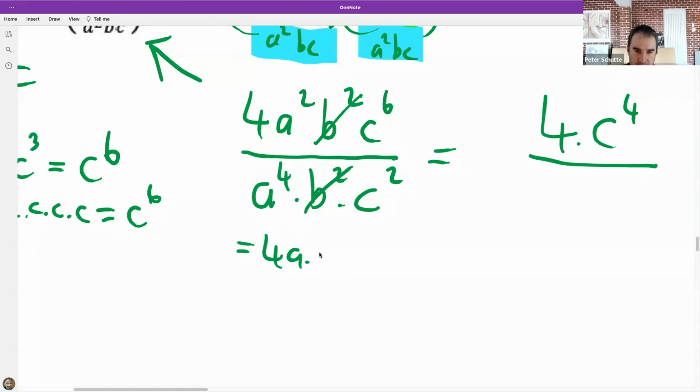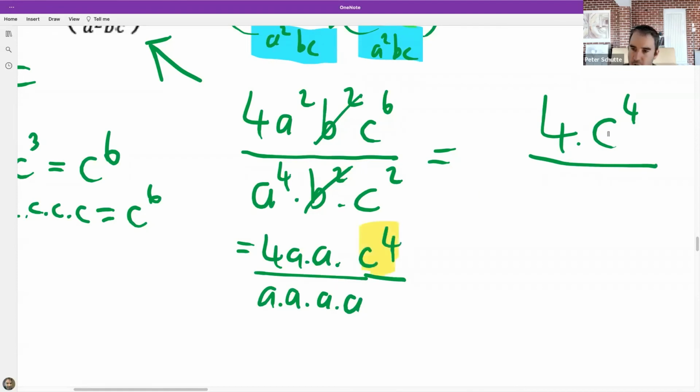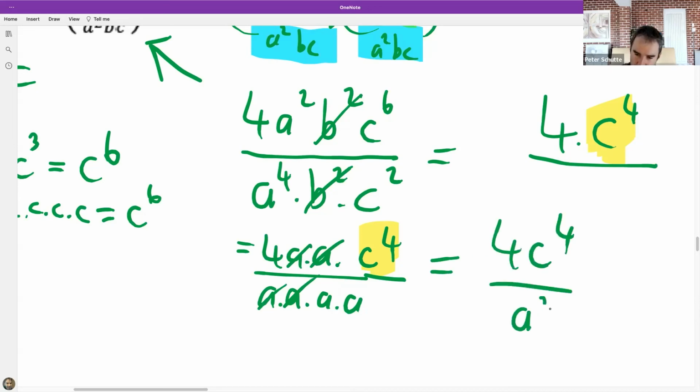So I actually want to write this out to show you. What I'm saying is we know that this is going to be c to the 4, but what is going to happen to all these a's? I think that 2 a's on top are going to cancel with 2 a's on the bottom. And so we'll get left with 4c to the 4 over a squared.